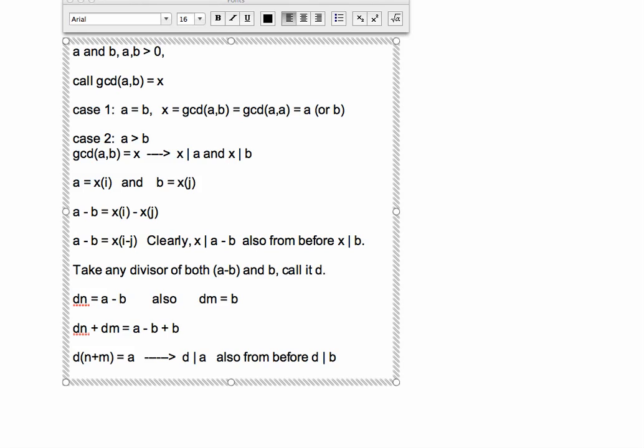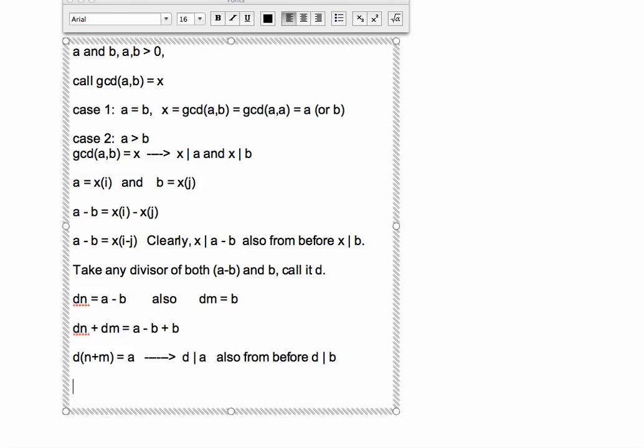All right, now, there's two possibilities here. If D happens to be the greatest common divisor, since it's a divisor of A and B, it could be the greatest common divisor. If it happens to be the greatest common divisor, then it equals X, okay?